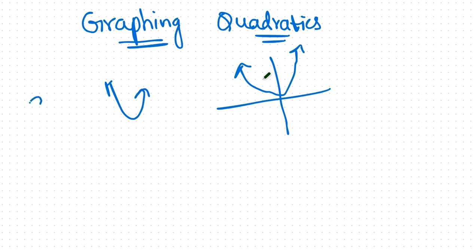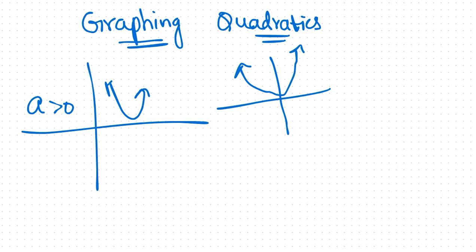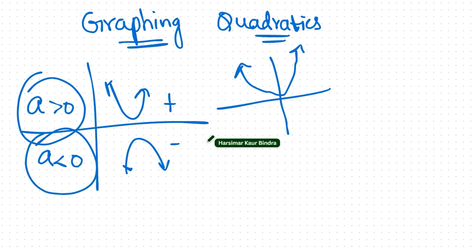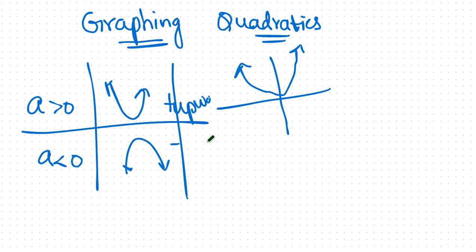This only happens when the a value in the formula is a positive number. If a is positive, it smiles. Similarly, if a is negative, can you guess what happens? It goes downwards, a sad face. Like this. So when a is positive, this is an upward facing parabola, and when a is negative, this is a downward facing parabola.